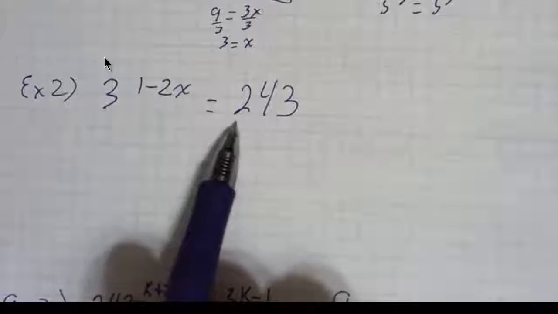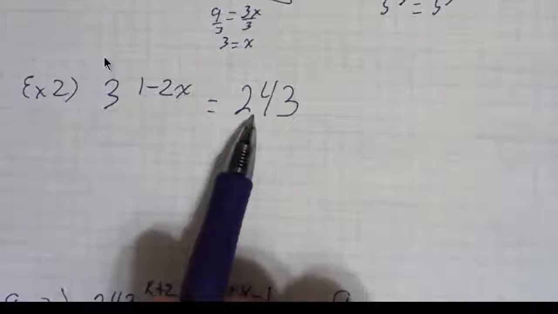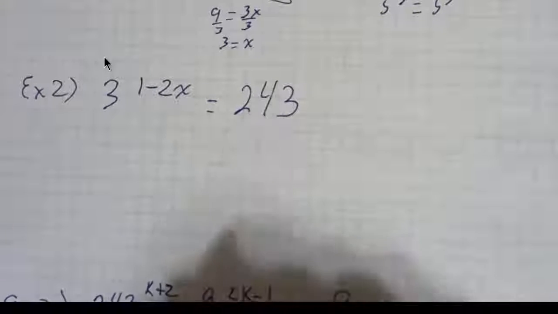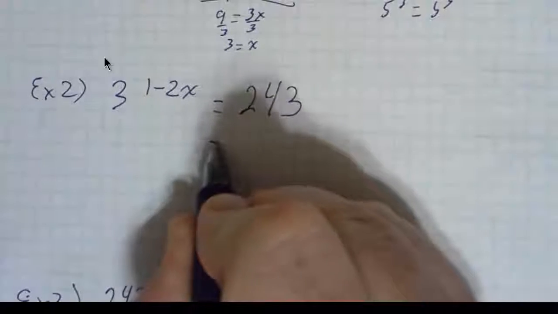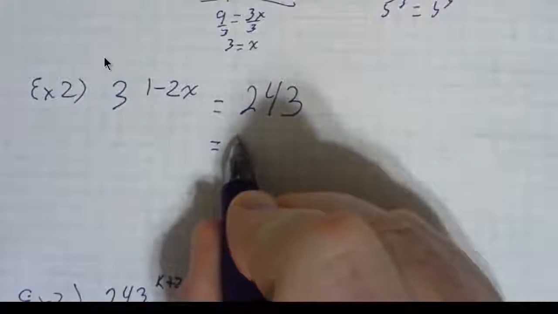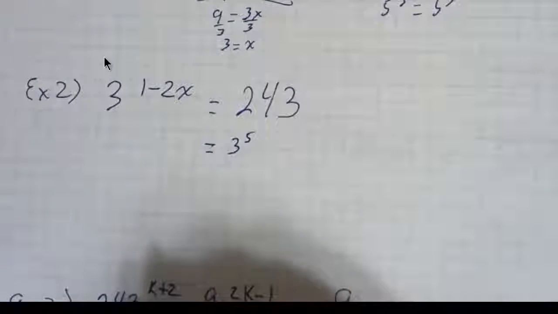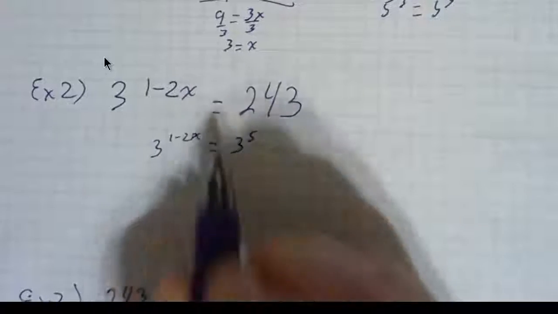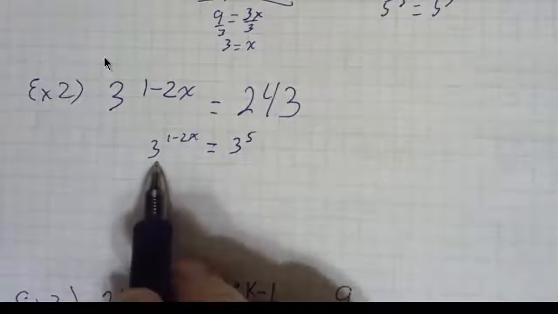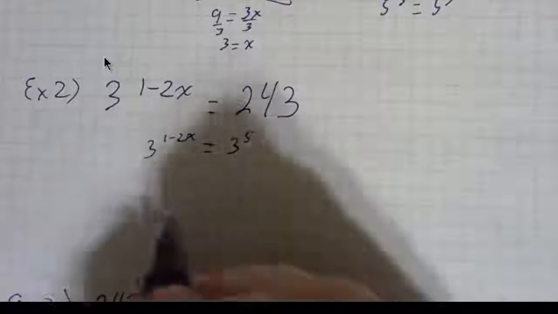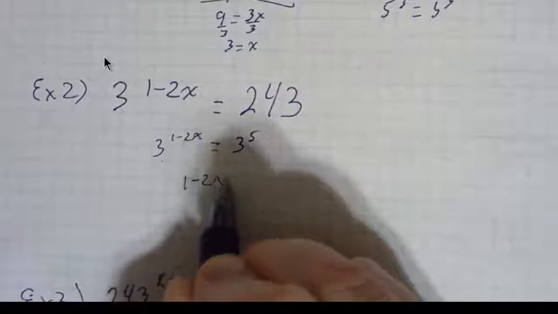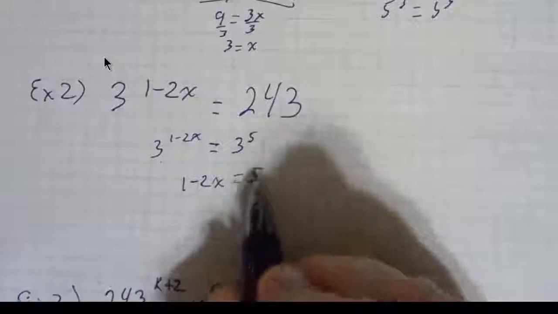The next one we have down here is a little bit more challenging. You'll see the base here is 243 versus 3. So we're going to try and rewrite 243 in base 3. As it turns out that 243 is really 3 to the 5th power. So I'll bring down the rest of my problem, 3 to the 1 minus 2x power. Now that my bases are the same, I can set my exponents equal to each other. So 1 minus 2x has to equal 5.